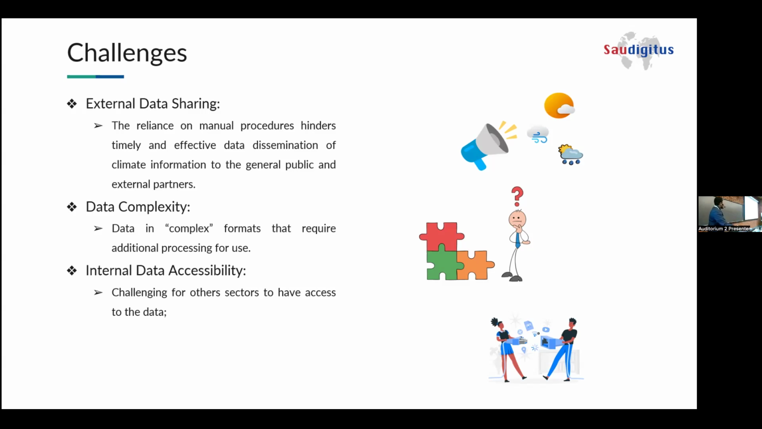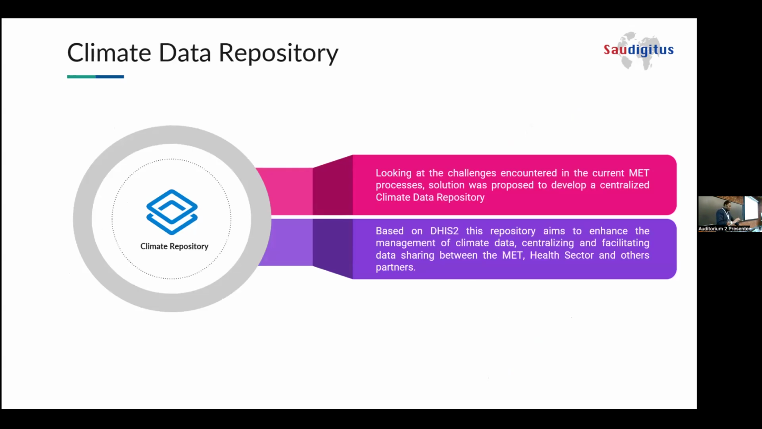Yeah, so we looked at all of these challenges, and what we did was propose a solution that we like to call a climate data repository, based on DHIS2. This repository has one main goal: to be the main climate repository for the Met Office, trying to help them with the challenges that we mentioned before.